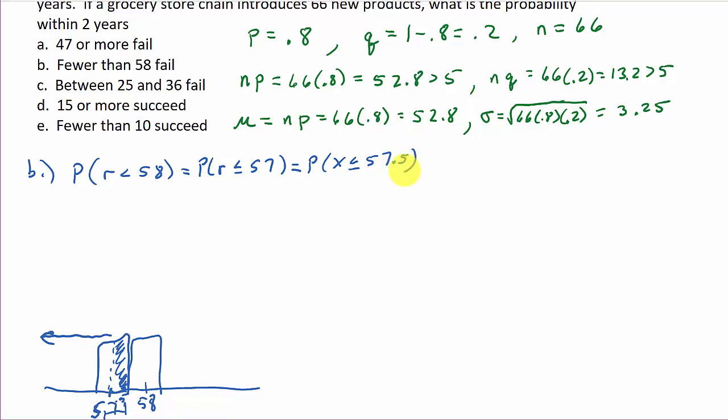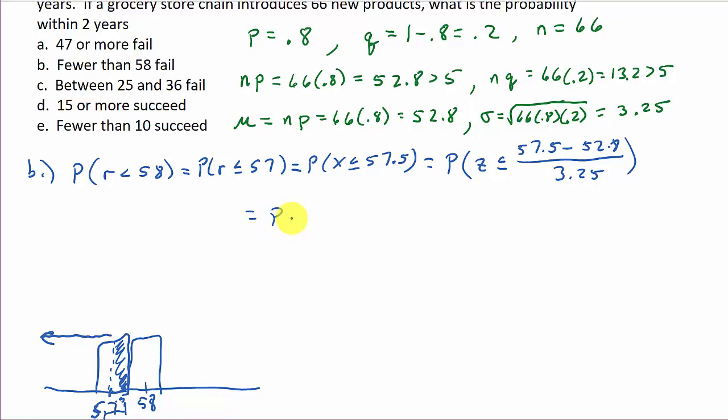All right. And so now we've got to convert it to our z-score. So that's the probability that z is less than or equal to x minus mu, 52.8, over the standard deviation, 3.25. And so that's going to be the probability.